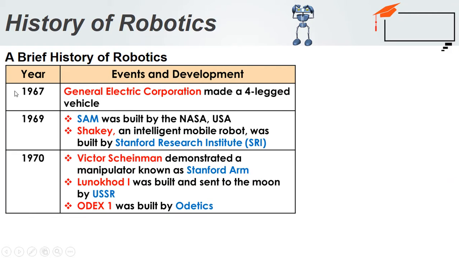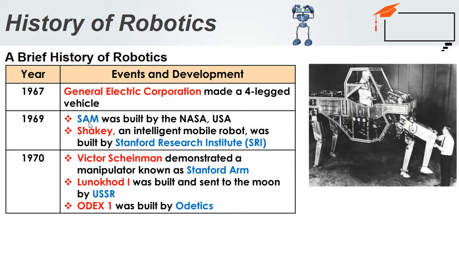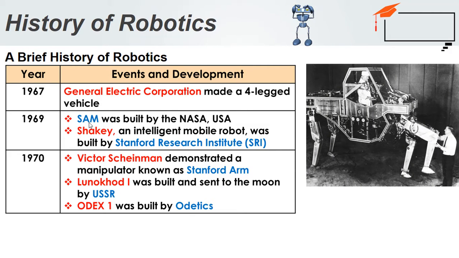And later in 1967, after 1962, people sought to develop a robot to mimic animals. So the General Electric Corporation developed a four-legged robot which mimics the horse. Humans developed this robot with a structure based on the anatomy of animals. And this is the four-legged robot developed by General Electric Corporation.